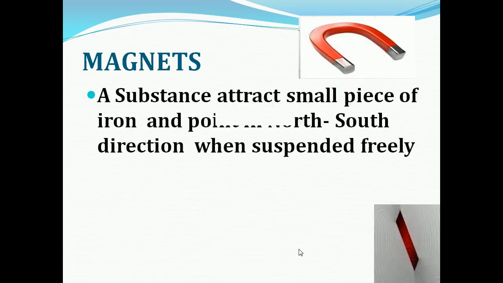Now we can see what is meant by magnets. You might have studied in lower classes, a magnet means a substance which will attract small pieces of iron, and it will point in the north to south direction when suspended freely. So a magnet is the substance which will attract a piece of iron, any metal particles, and the direction will be from north to south.